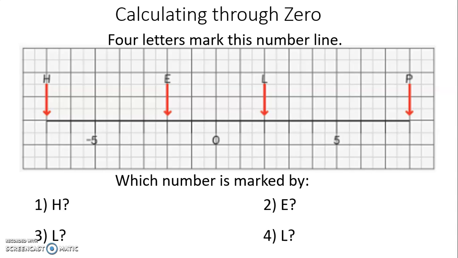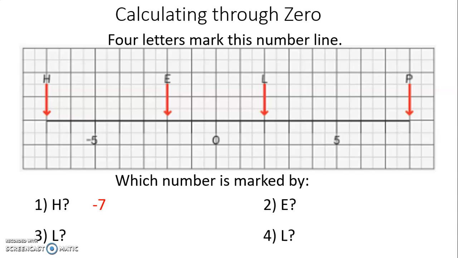Right, well let's start with H. So we can see from 0 we count backwards. So we're at -1, -2, -3, -4, -5, -6, -7. Or a little shortcut, we could have counted back 2 from -5 to be at -7.